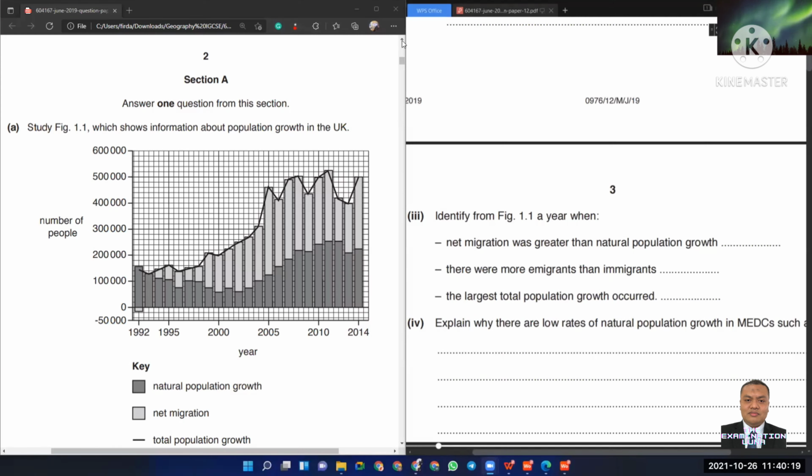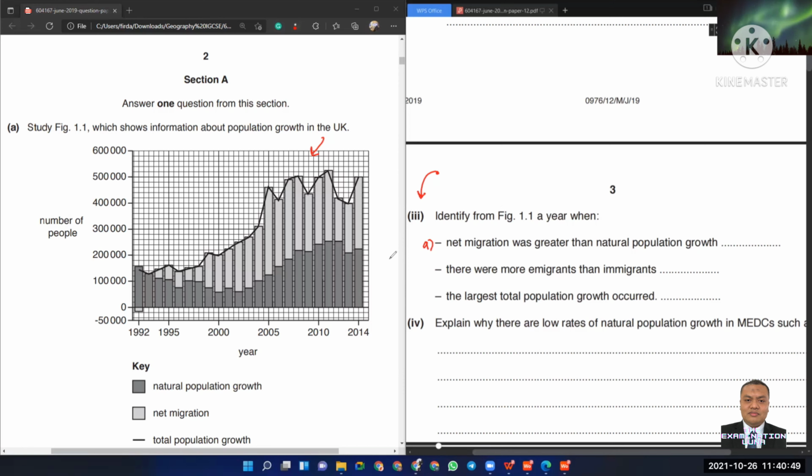Okay, now, so let's continue with the next one, which is question number 3. Okay, number 3, simple. It is all about observation towards the bar or chart that they gave to you. Okay, dekat sini dia tanya, identify from figure 1.1, which is this one, a year when net migration was greater than natural population growth. Okay, dekat sini dia tanya, tahun bilakah sebenarnya net migrationnya lebih besar daripada natural population growth itu sendiri?